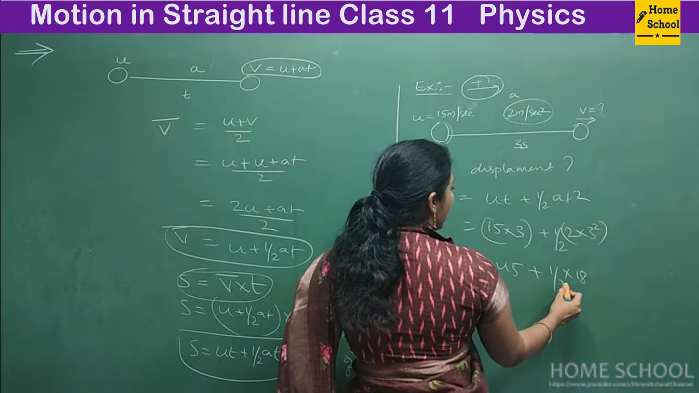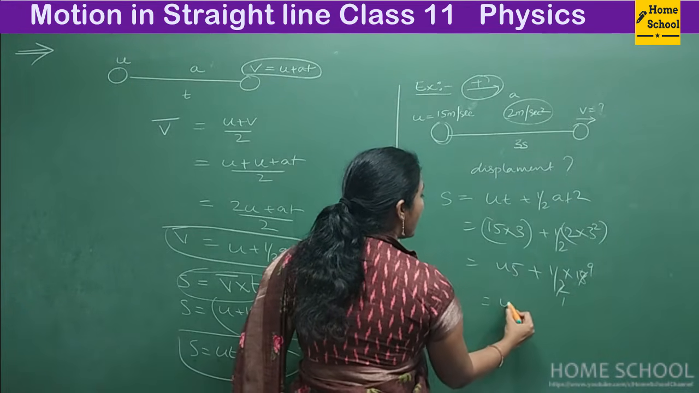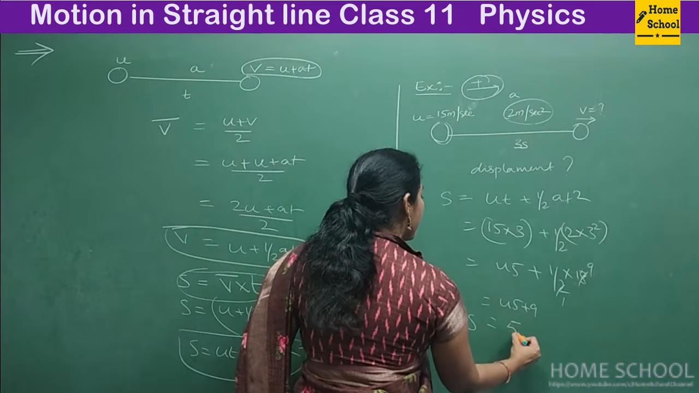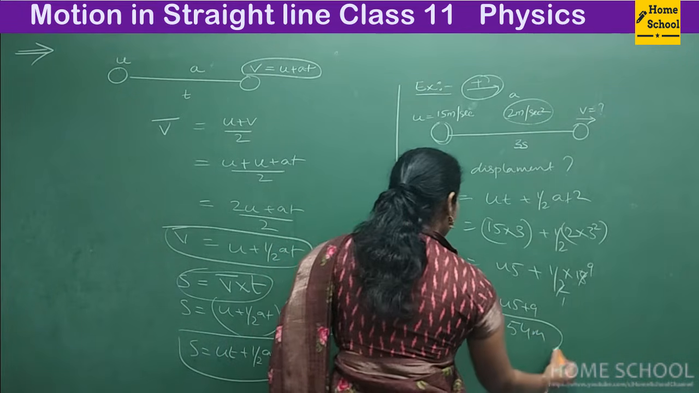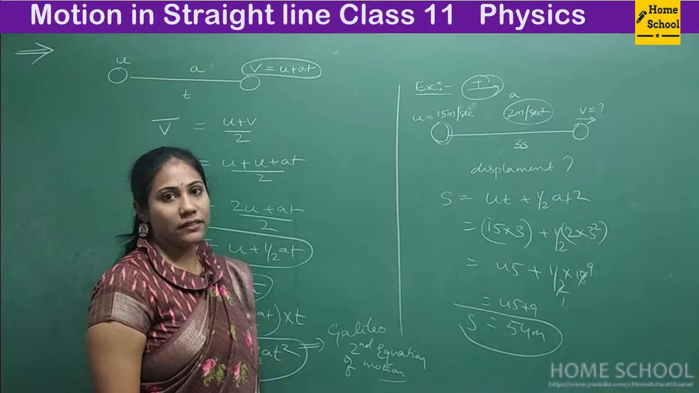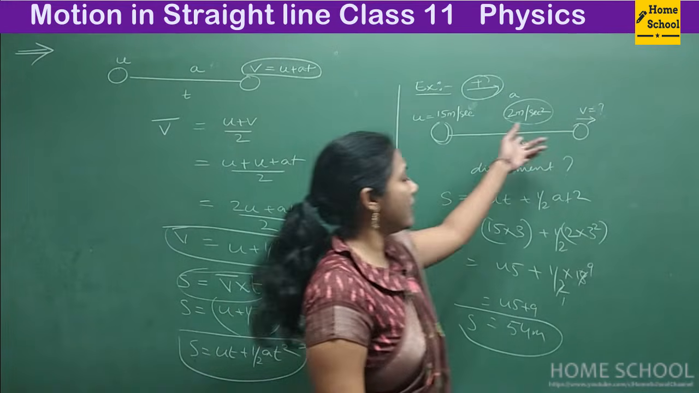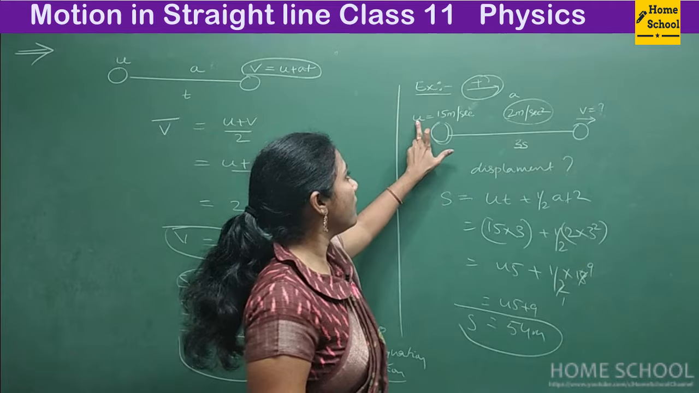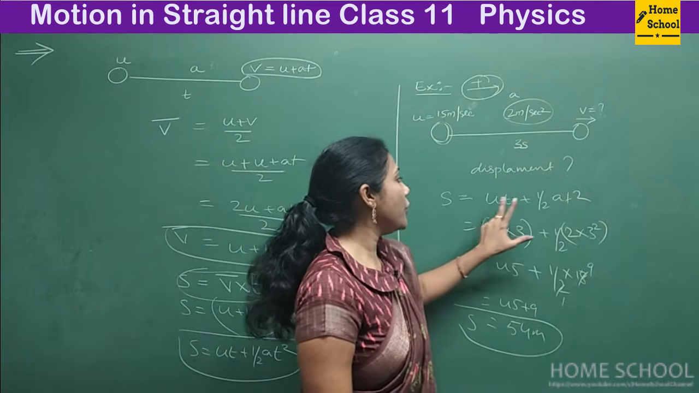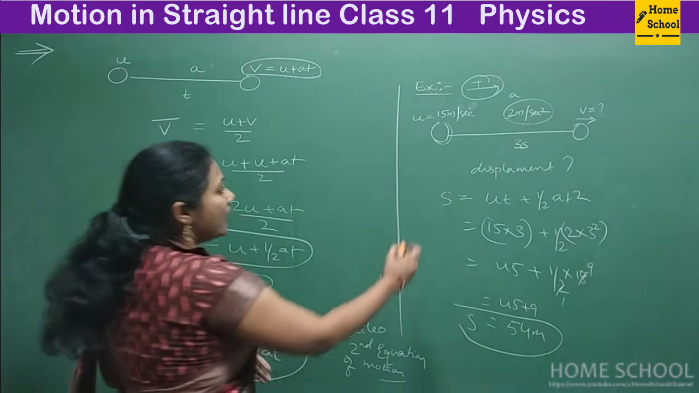So 1s are 9 and 2 9s are 18. So 45 plus 9, how much guys? So displacement is 54 meters, right? So 54 meters is your answer. So this is how you can apply this formula. Whenever final velocity is not given, and you have initial velocity, acceleration and time, then definitely you can use S is equal to ut plus half at square. Fine. So this is one formula to calculate displacement.